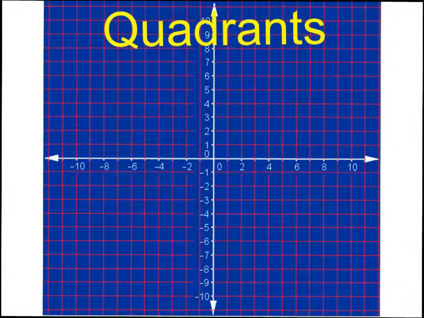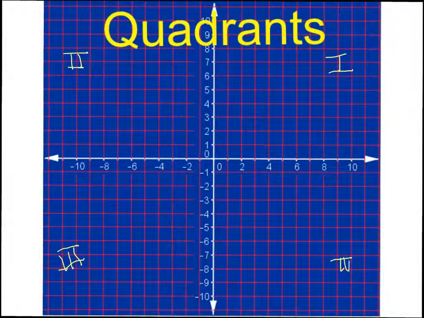Then you have your quadrants. You have quadrant 1, which is in the upper right-hand corner. Quadrant 2 is located to the left of that. Quadrant 3 is the lower left-hand corner. And quadrant 4 is the lower right-hand corner.